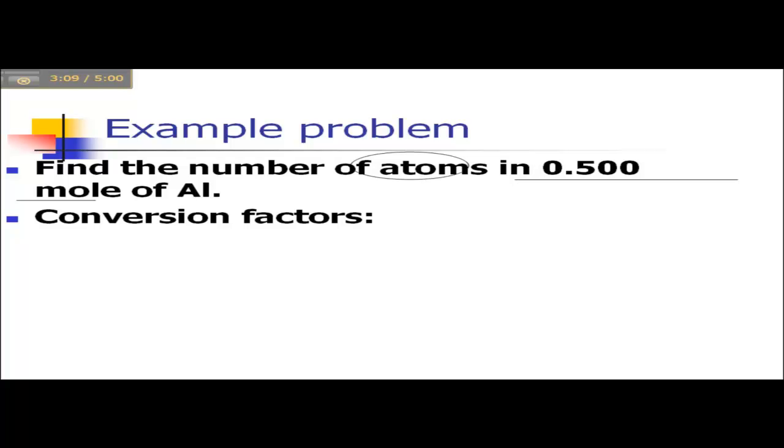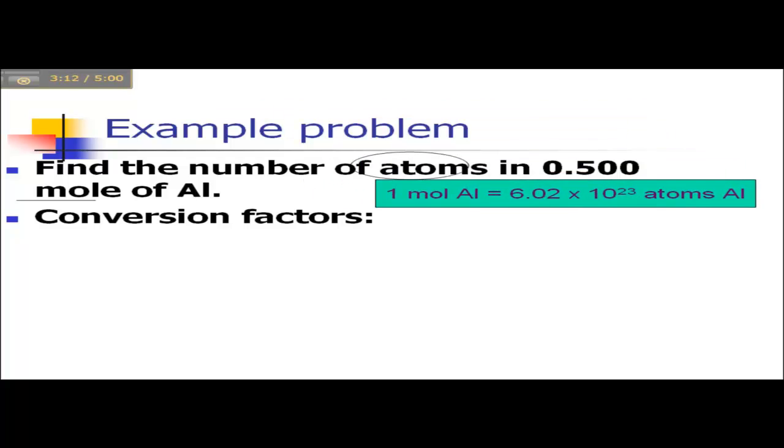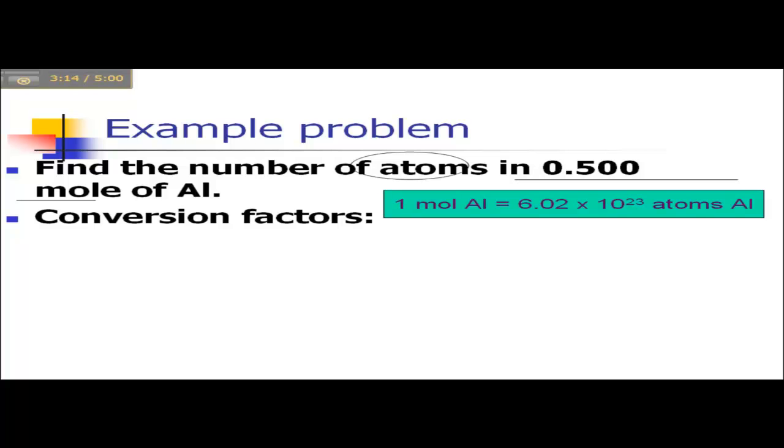So our conversion factor is this. We know that 1 mole of anything is 6.02 times 10 to the 23rd. So in this case, 1 mole of aluminum is 6.02 times 10 to the 23rd atoms of aluminum. So we're going to set this up as a proportion.